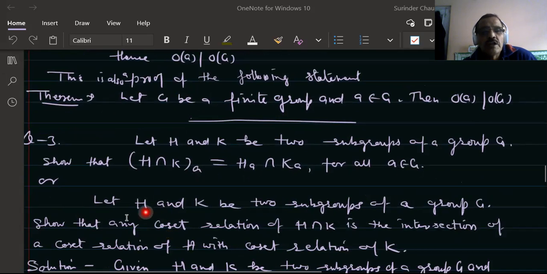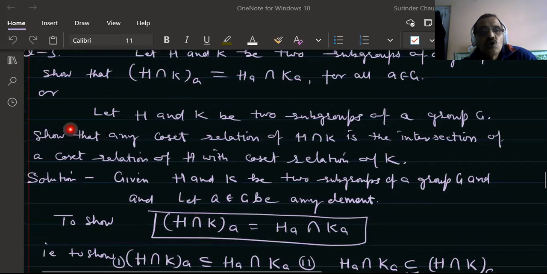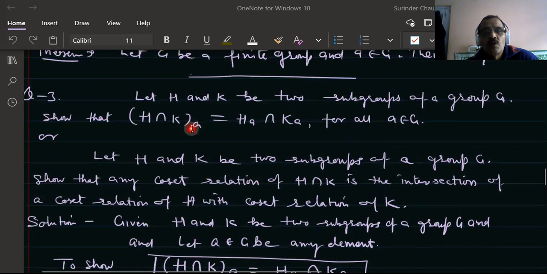It can also be asked in another way: let H and K be two subgroups of the group G. Show that any coset relation of H intersection K is the intersection of a coset relation of H with the coset relation of K, whether left or right. So both ways we can solve this problem, and both ways we can prove it for the left coset.